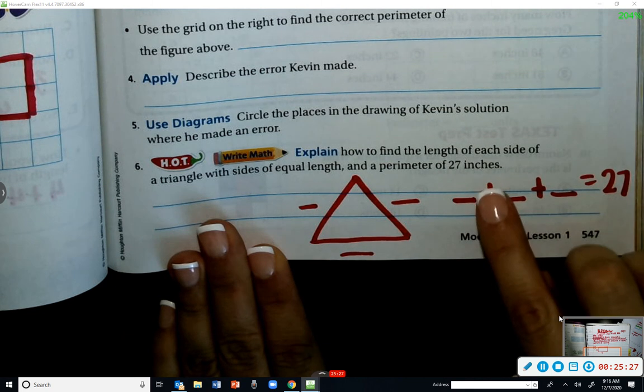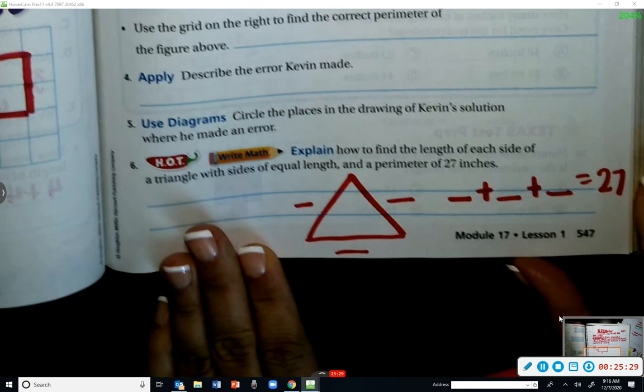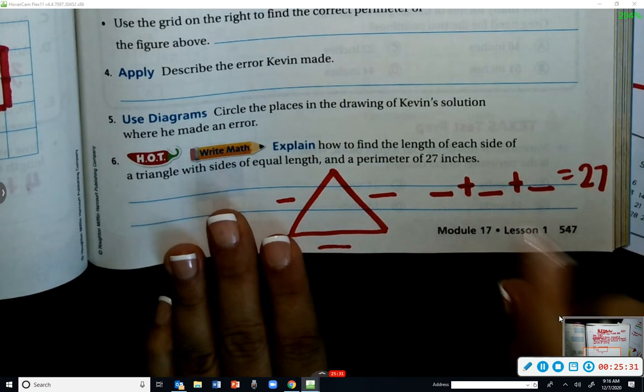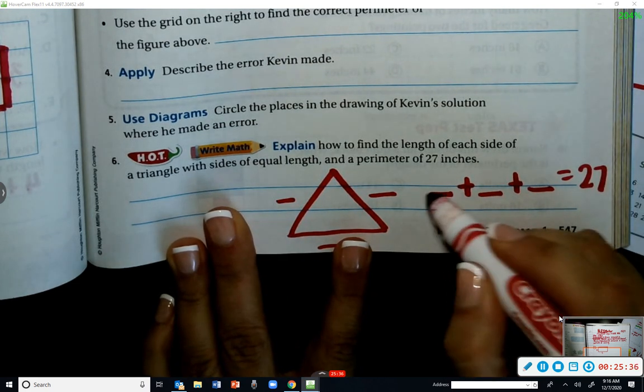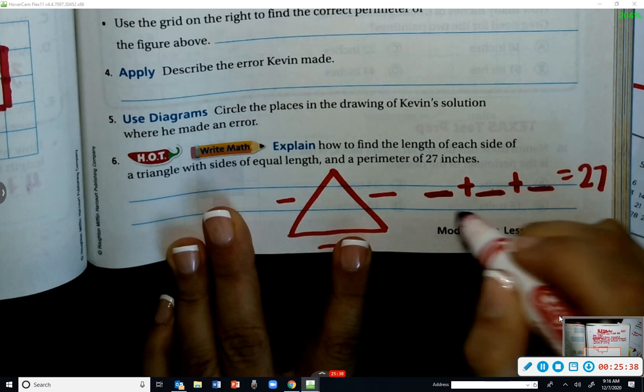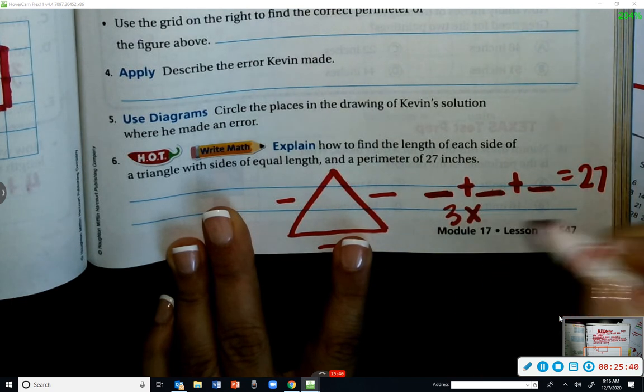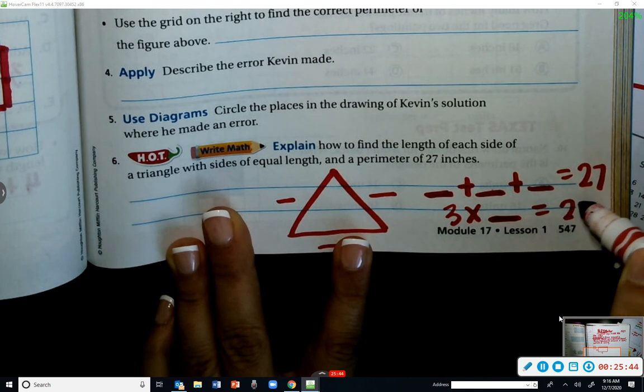Yes. Is that repeated addition if I add the same number? Yes. How many times am I adding this same mystery number? 4. 4. 1, 2, 3. So that's 3 times something. It's going to give me 27.